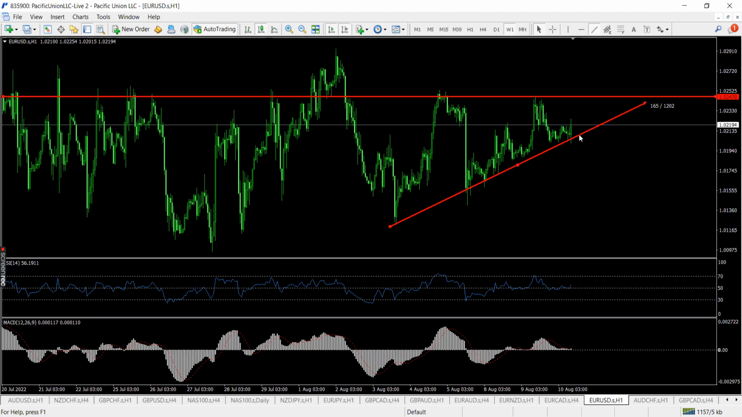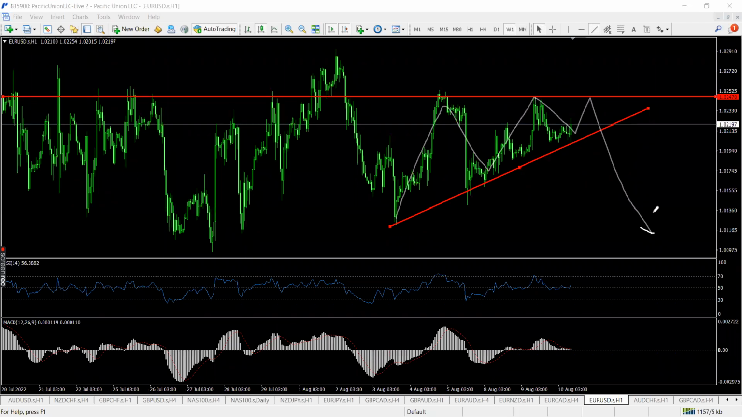It's looking like a triangle setup. Price may go up and then come down. So with this setup, let's say we are bearish biased on Euro USD. It's looking more like a bearish setup. We wait for price to break out downwards.